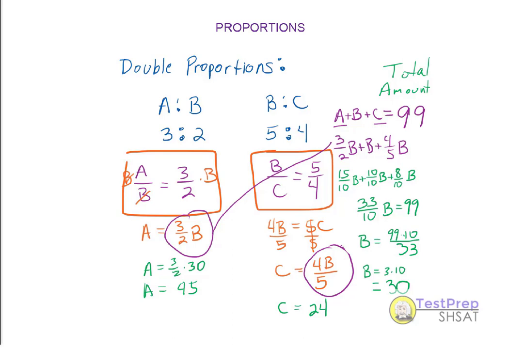And what if the question asks for the number of A's and C's? Well, we would take that 30 for B and substitute it back into either one of our original equations. A equals 3/2 B, that's 3/2 times 30, or 45 for A. C equals 4B over 5, so that's 4 times 30 divided by 5, which is 24. Add those up, 45 plus 24 plus 30, that's A plus B plus C, you do get 99, so we can check our answers at the end as well.